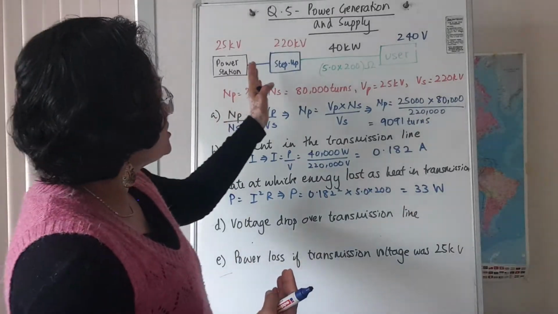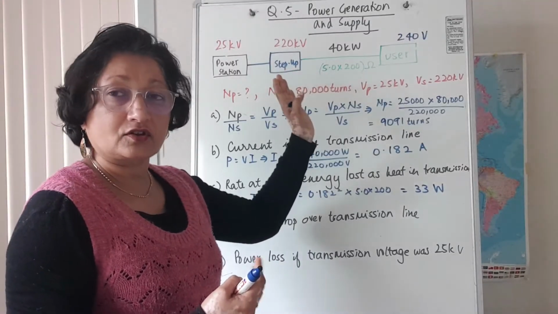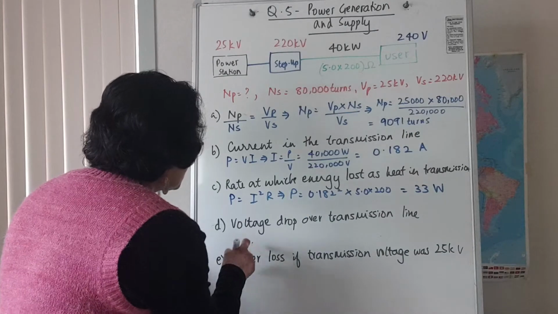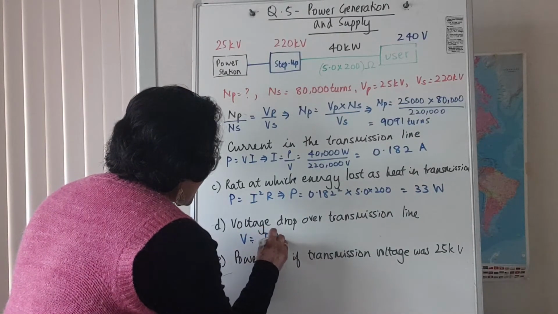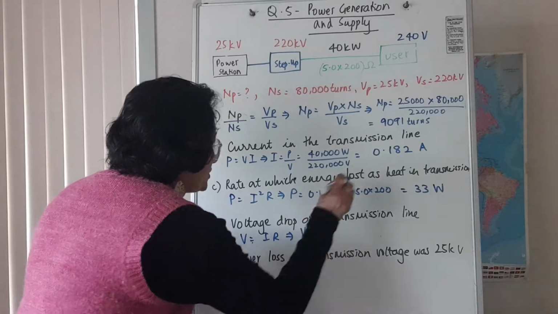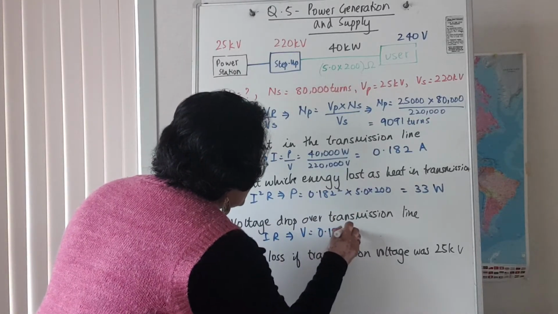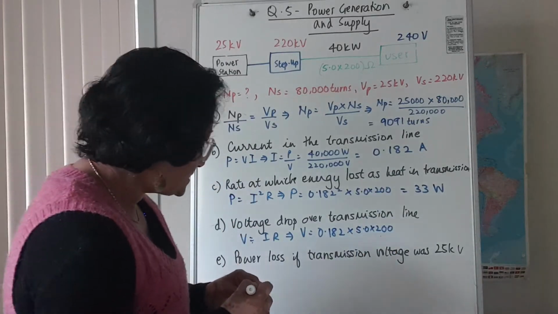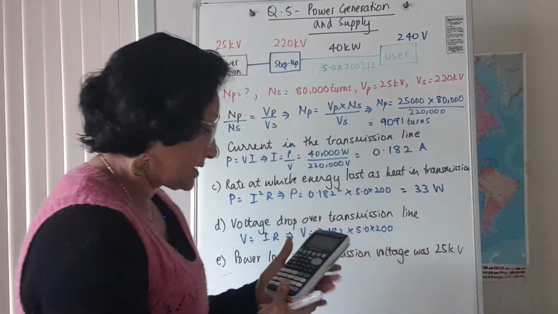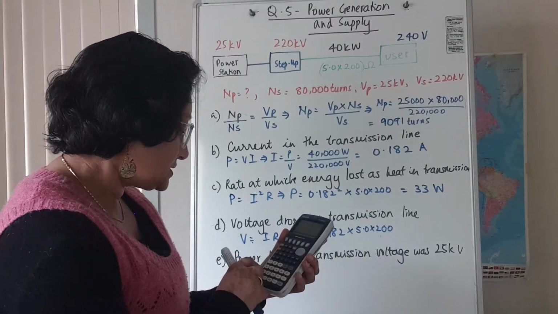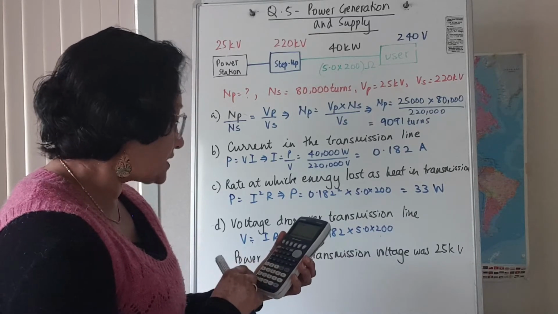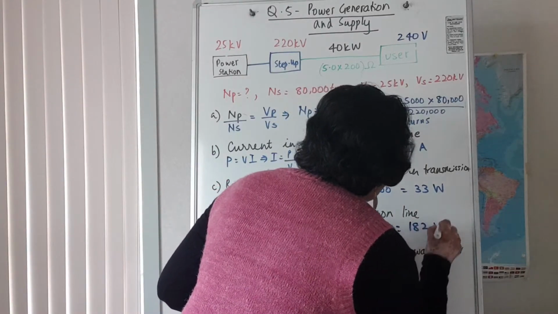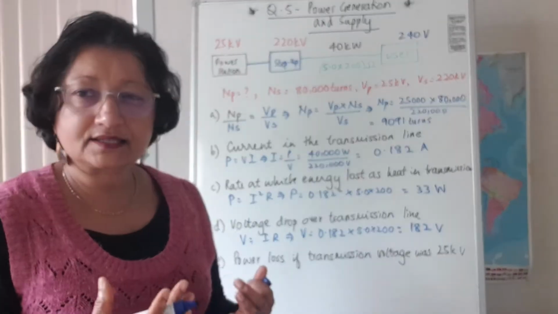Now, because there's some energy lost, there's going to be a potential difference or a voltage drop across the transmission line. So for the voltage drop, you just use V equals I times R. Your current is 0.182 and your resistance for the whole length of that wire is 5 times 200. So 0.182 times 5 times 200, you get 182 volts. That's the voltage drop. And the question is, is this significant?